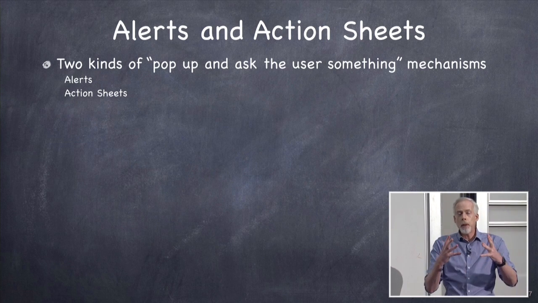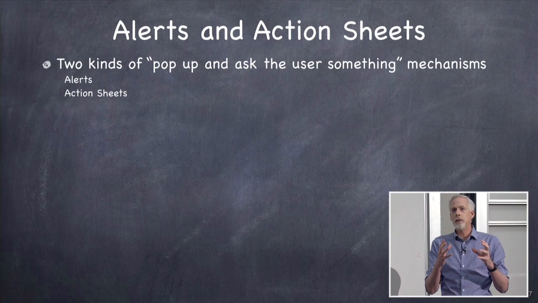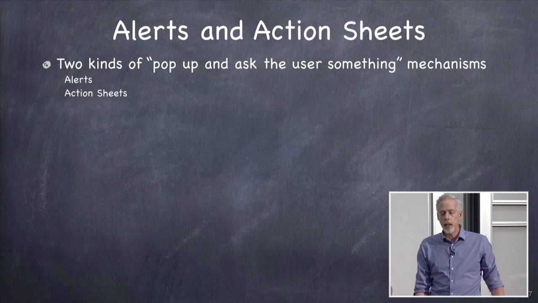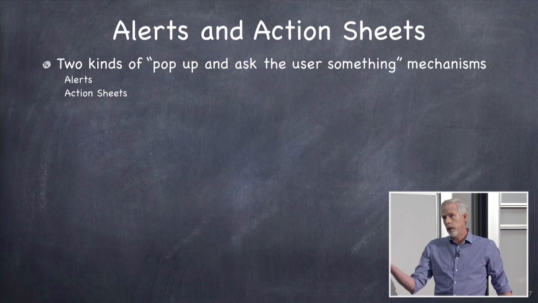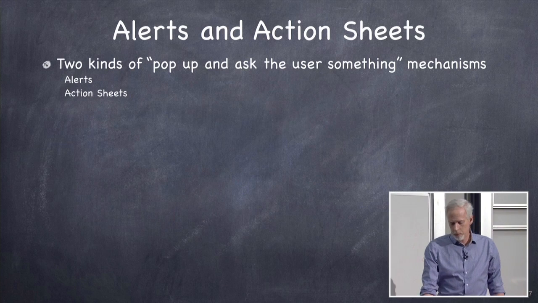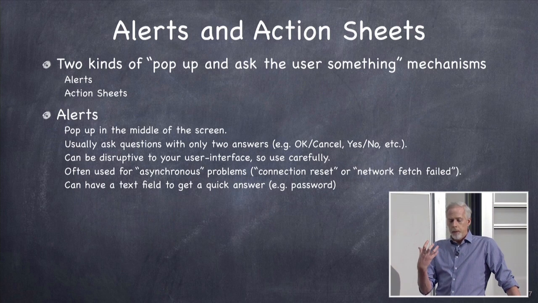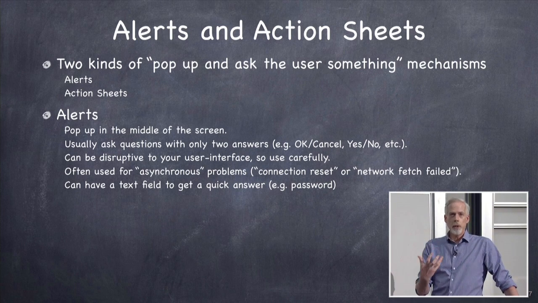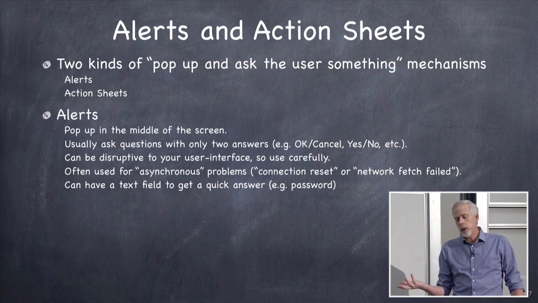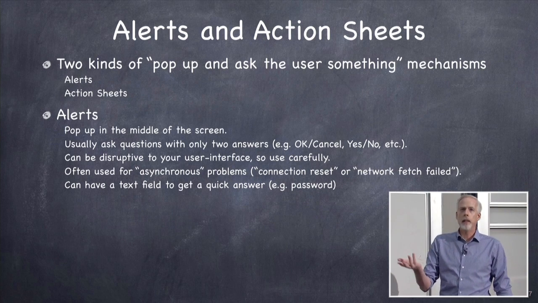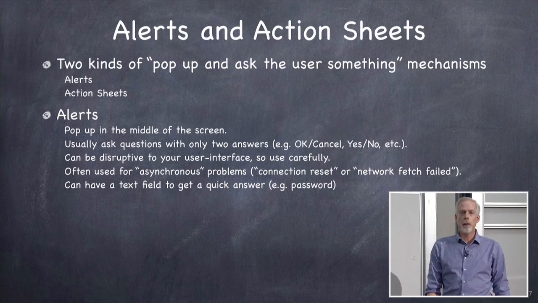These are pop-up, ask-the-user-a-question kind of user interfaces. Alerts and action sheets are both just MVCs, and they're always presented modally or in a popover, which, as we learned last time, is basically modal. So alerts pop up in the middle of the screen. They usually ask questions with only two answers, like yes or no, okay and cancel. It is okay to have an alert with just an okay button, I guess, but you usually want to think if there's a better way to present that information to the user than putting up an alert.